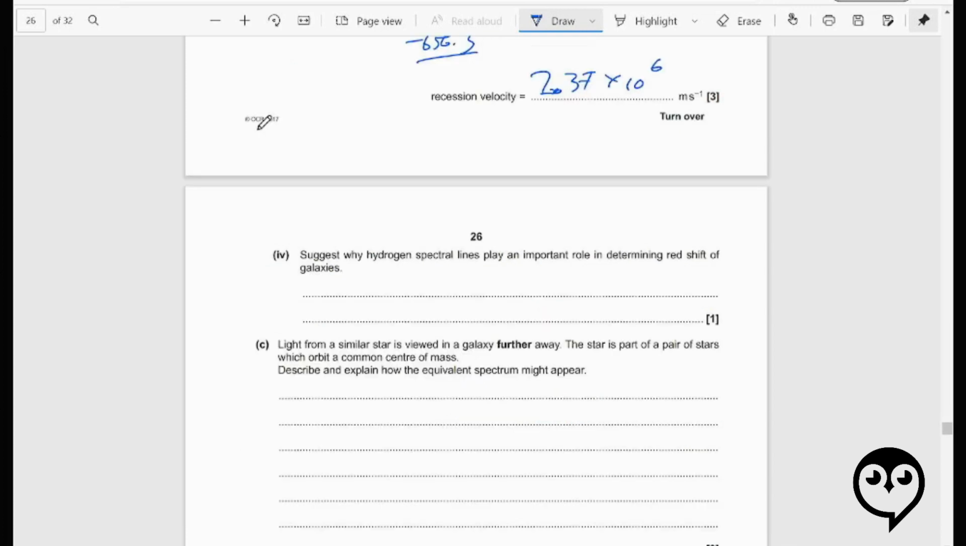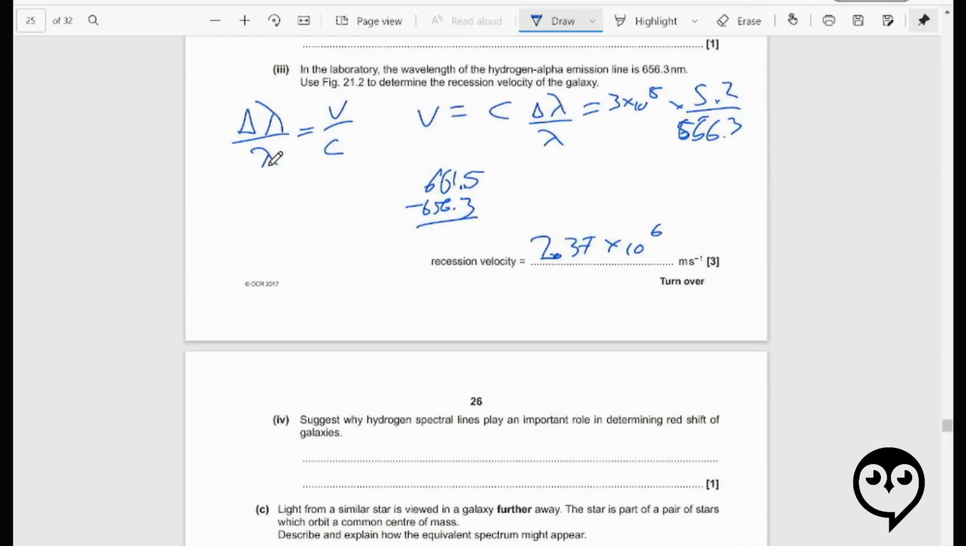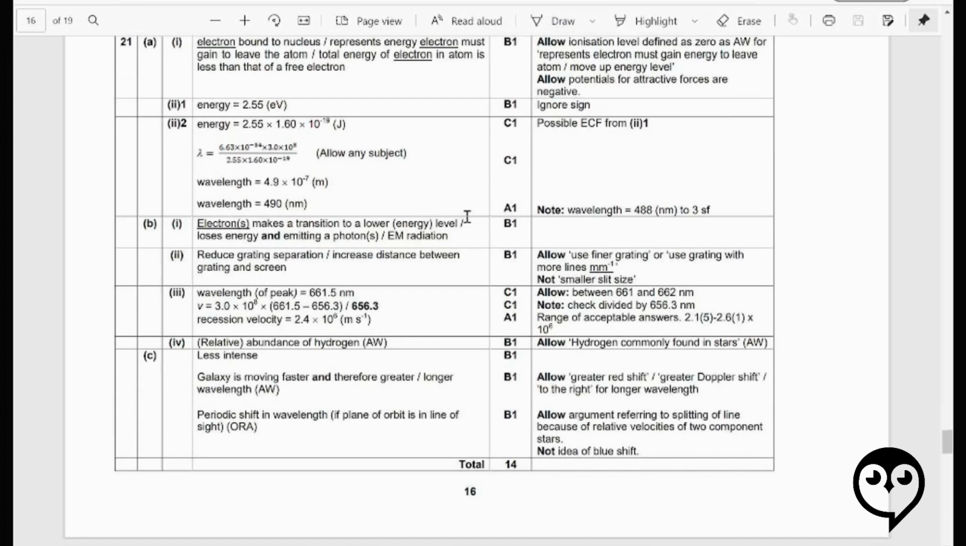Suggests why hydrogen spectral lines play an important role in determining redshift of galaxies. Well, because stars are made of hydrogen. Hydrogen's very abundant. Hydrogen is going to be in the stars. For 1 mark, that's about all I would say. Right, abundance of hydrogen, good. 2.4 times 10 to the 6.